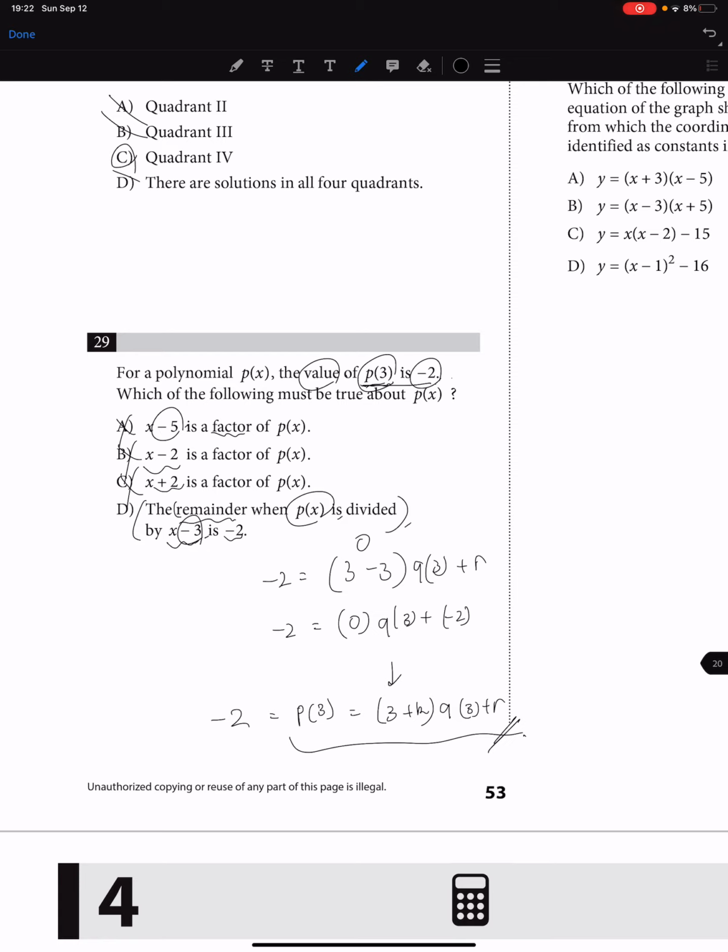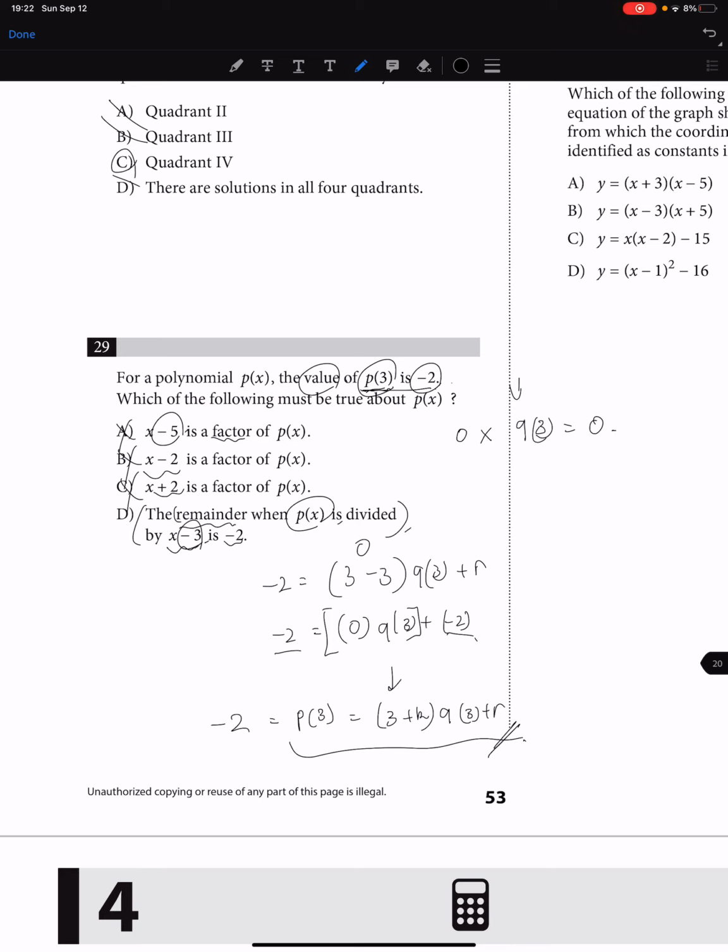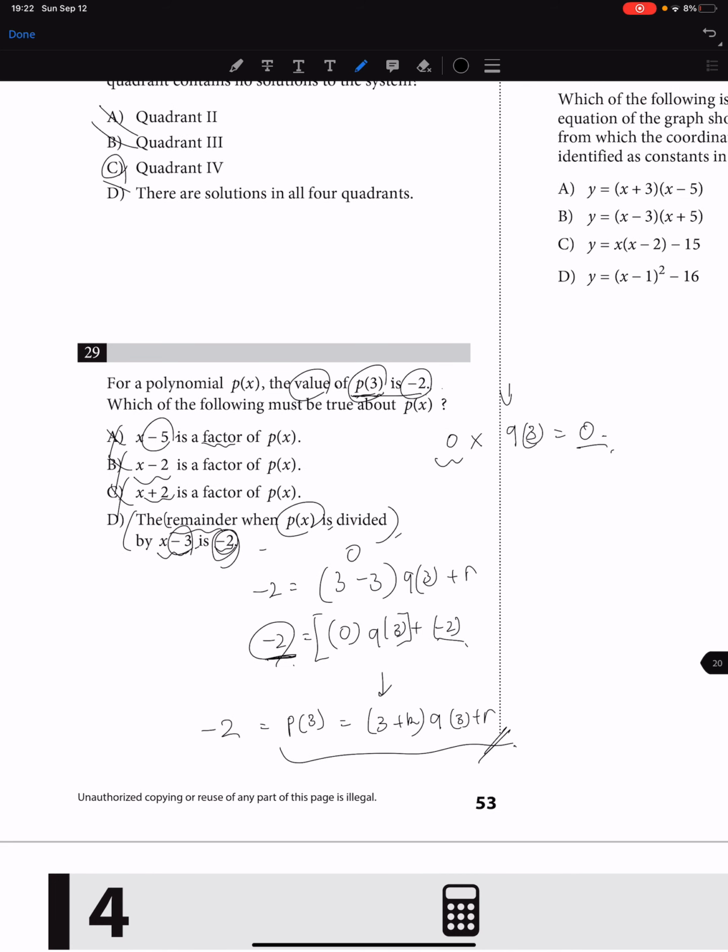This is possible for all the values of q(3) because if I write this equation again, 0 multiplied by q(3) is always 0, because no matter what this is, 1,000, 10,000, a billion, this is 0. So the value should always be 0. So 0 plus negative 2 is always negative 2. The remainder is always negative 2 when it's divided by x minus 3. Therefore, finally, the answer is D.